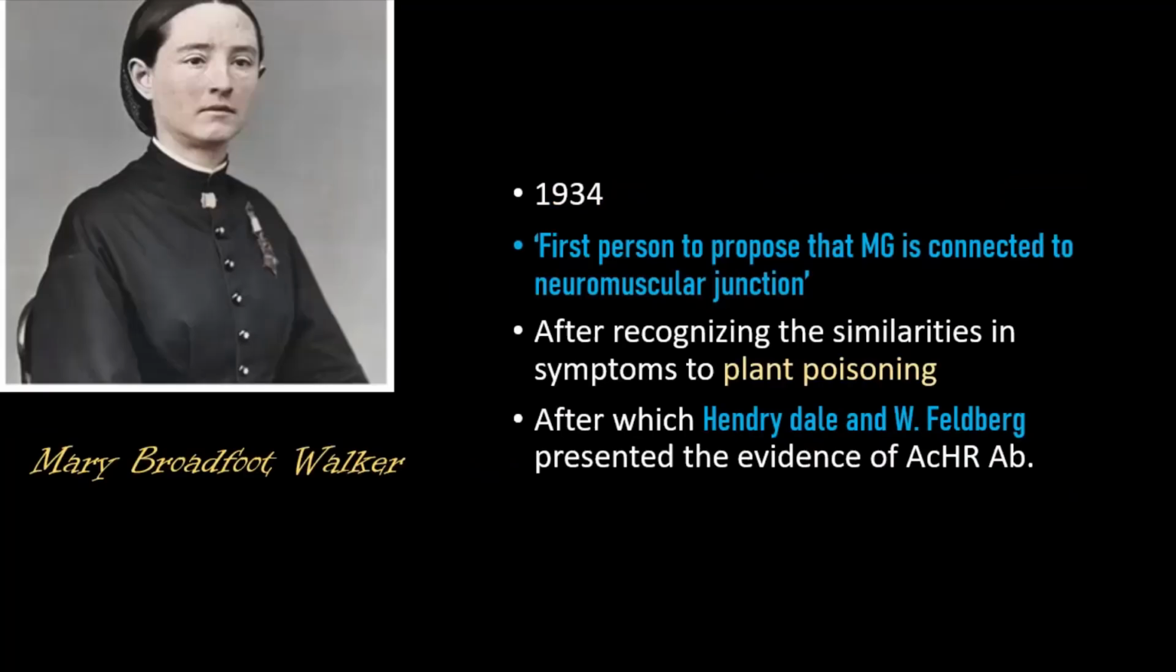Now coming to Mary Walker. She is a very important person in myasthenia gravis because she was the first one to say that there is some association between myasthenia gravis and the neuromuscular junction. Something is happening at the neuromuscular junction level. She was the first to say that the signs and symptoms of myasthenia gravis are very similar to those of curare, the plant poison. And she was the first one to use neostigmine in myasthenia gravis.